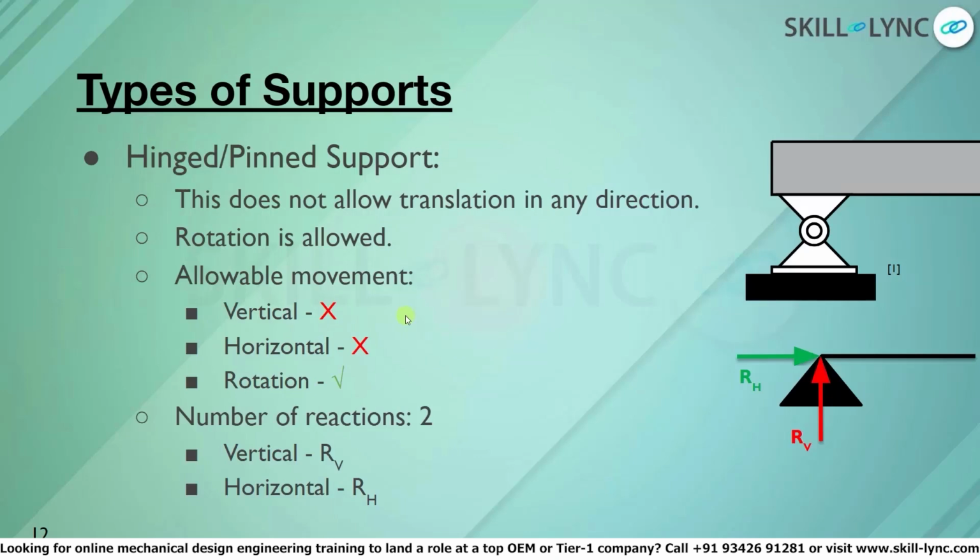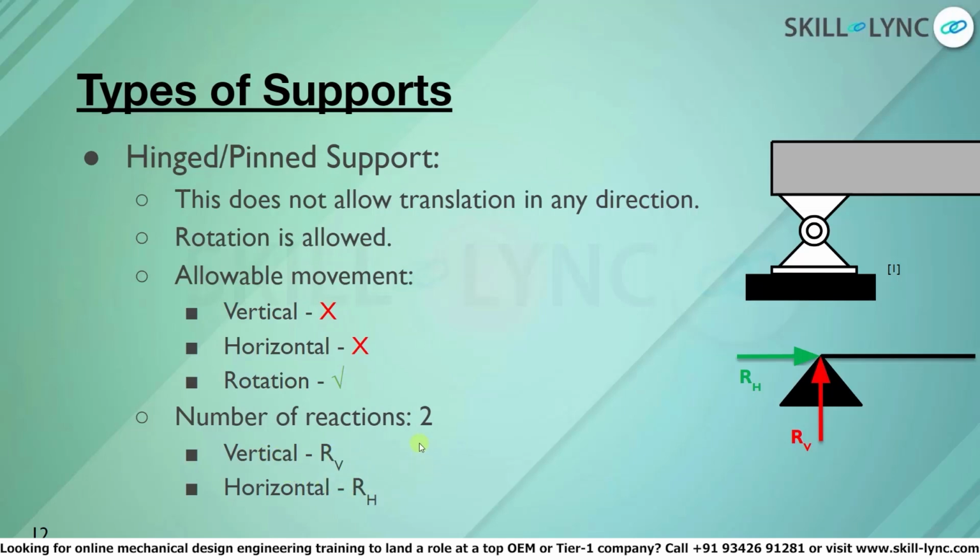This is also known as hinged support. Pin support does not allow translation in any direction. That is, there is no movement in the horizontal or vertical direction. However, rotation of the beam is allowed. Thus, the allowable movement is only rotation while there is no vertical or horizontal movement. Thus, the number of reactions here are 2. One vertical component and one more is horizontal component.